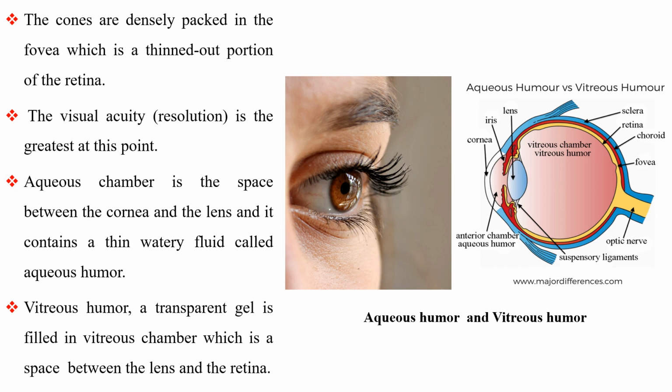The aqueous chamber is a space between the cornea and the lens, and it contains a thin watery fluid called aqueous humor. Vitreous humor, a transparent gel, fills the vitreous chamber, which is a space between the lens and the retina.